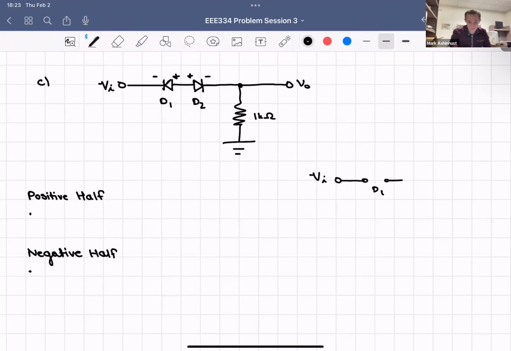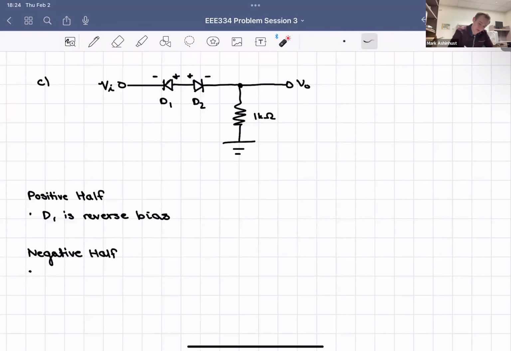So that's easy to write in here. So positive half, D1 is reverse biased. Now that I've named that convention, I'm going to leave it like that. Reverse bias means open circuit, non-conducting. So D1 is reverse biased, and then D2 doesn't even matter. It's not even a part of it because D2 is not going to see anything.